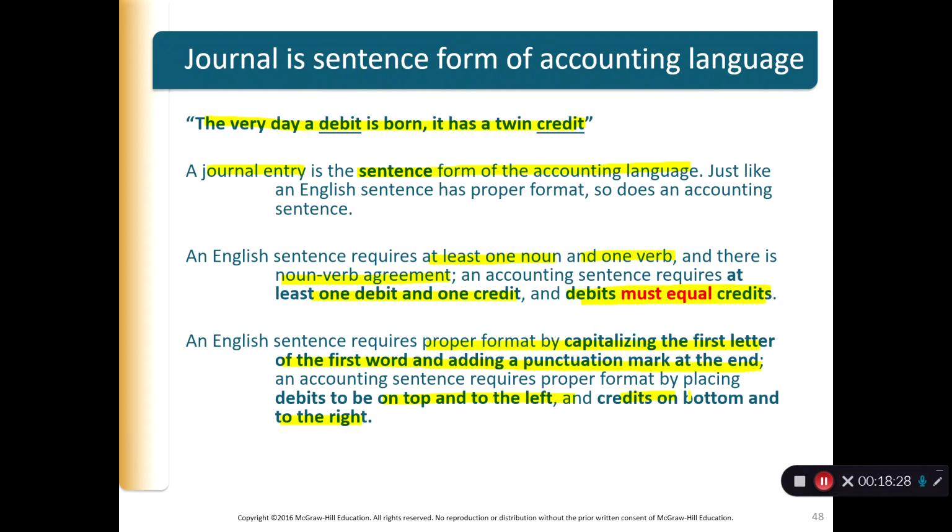Okay, so I hope this little explanation can help you find some commonality between the English language and the accounting language. And do not worry if there's a learning curve, and I'm here with you.